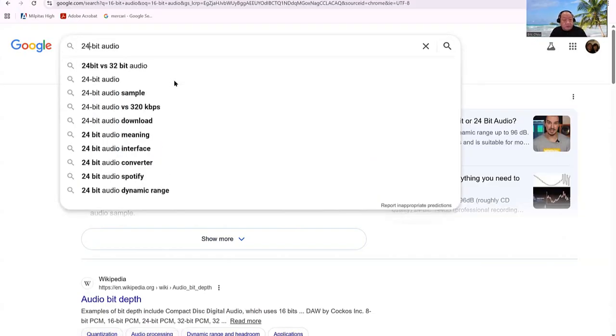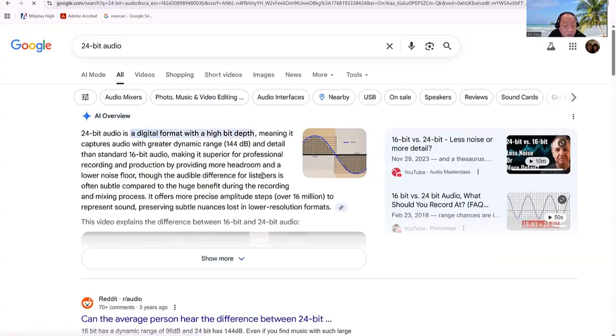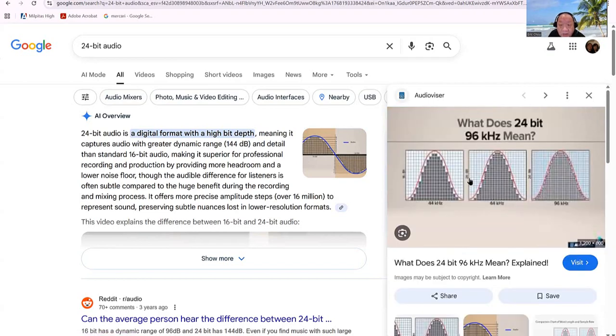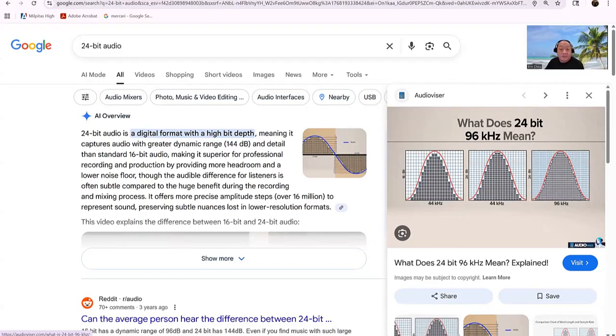You can also try 24-bit audio. 24-bit audio is a digital format with high bit depth. So your analog data is being sampled into a digital value to store it. It's like this. Okay, does that make sense? The real data is the red line, and your data sample is not analog. It will be digital like the squares. Okay? That's the digital sampling.